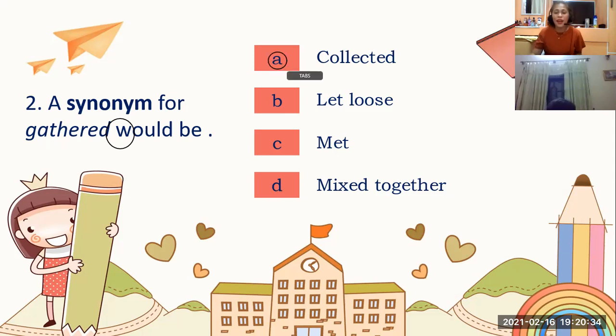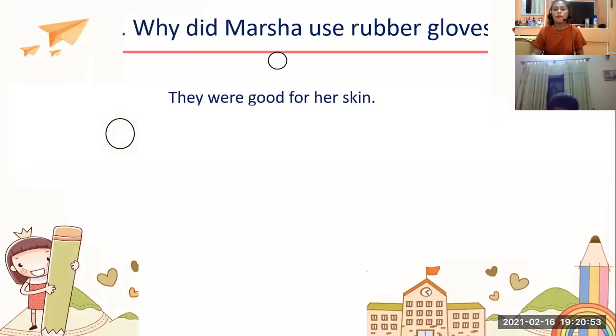Okay, yeah, the answer is letter A, collected. When you say Tom gathered, I gathered the people, I gathered plants, I gathered flowers. It means collected. Very good. Next one, Tom.